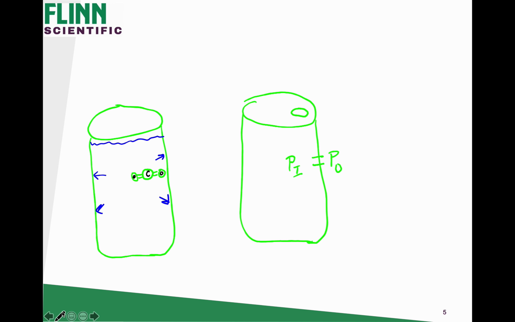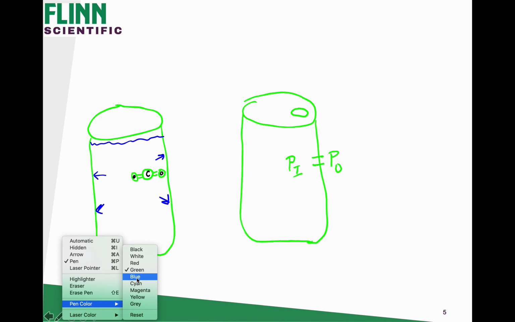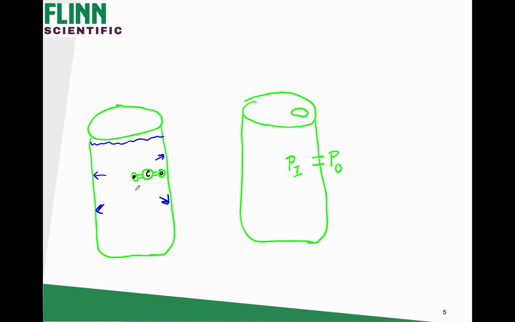And let's go back and try to change pen colors again. And here for this one, in which the unopened, and here I'll label it as well, just to make it a little bit easier. Here, pressure inside the can is greater than the pressure outside of the can.